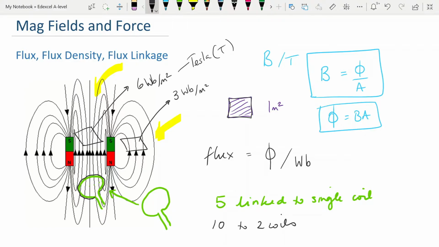And so the flux linkage is a function of both the lines of flux that are passing through your coil and the number of turns that you have on your coil. Now, flux linkage isn't given a symbol by itself. It's basically given the symbol that shows you how you find it. So flux linkage is simply N phi, where N represents the number of turns of the coil.